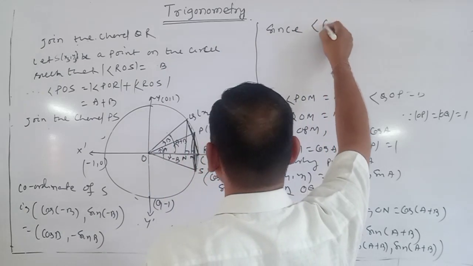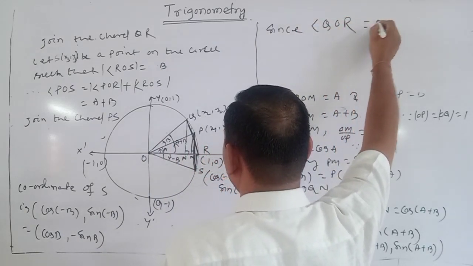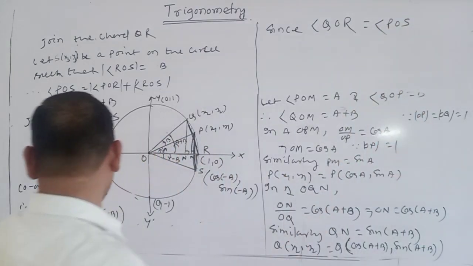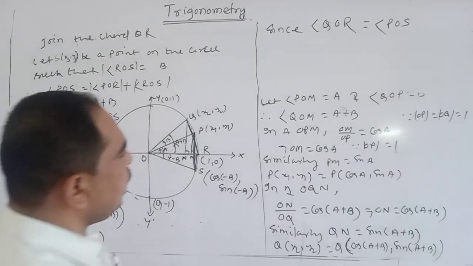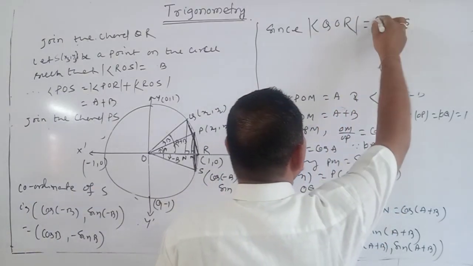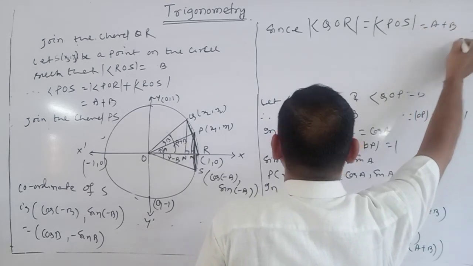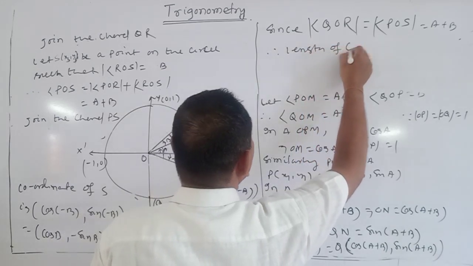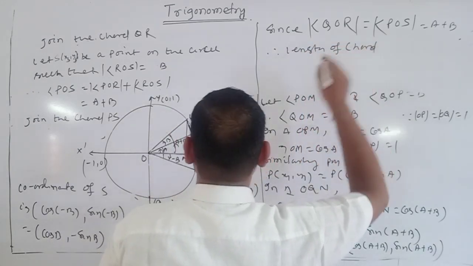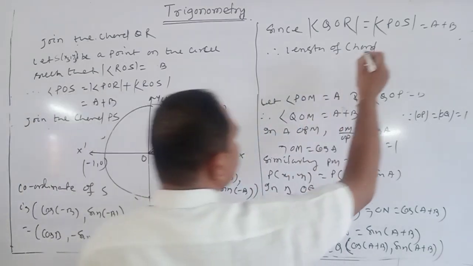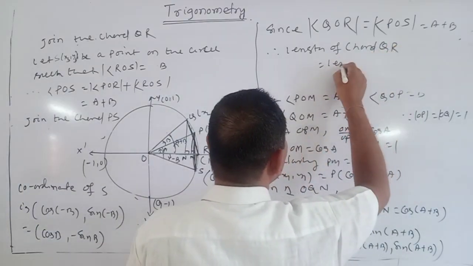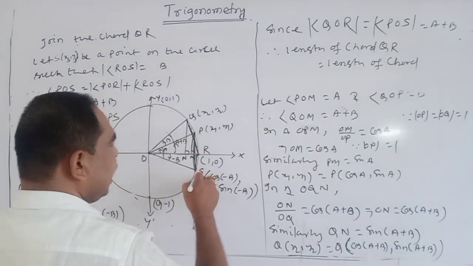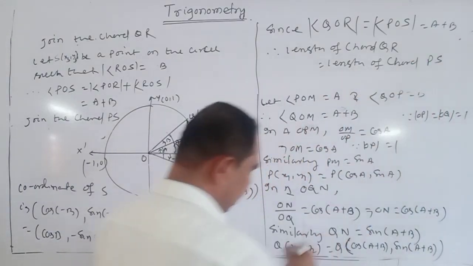Since angle QOR is equal to angle POS, and angle POS in magnitude is equal to A plus B, therefore the length of the chord QR is equal to the length of the chord PS, okay.